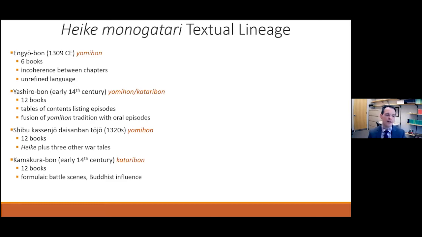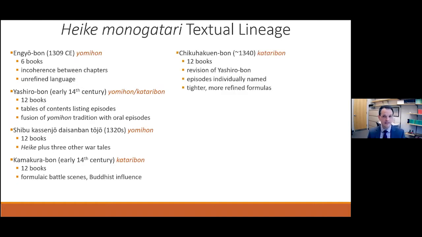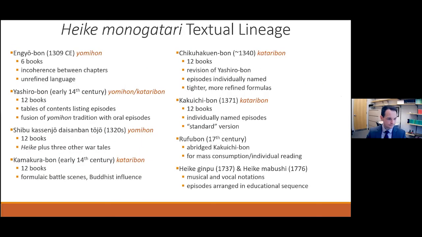to incorporate the battle scenes, formulas, and Pure Land ideals seen so prominently in the Kamakura-bon, with elements from other texts that place less emphasis on battle narratives. One of these influential texts is the Chikuhakuen-bon, which is dated to sometime before the 1340s.